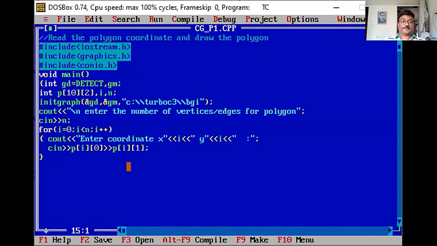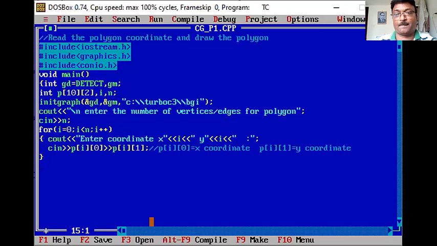Now start here. This is for storing all the points in p of i, 0; I write the comments here also, so that you can easily understand. The comment I can write with two slashes. So p of i, 0 indicates the x coordinate, and p of i, 1 indicates the y coordinate. So you can differentiate the x coordinate and y coordinate by using 0 and 1. Now I have to assign the last point to the first point. Once you read all the coordinates, for the last point to the first point, p of n, 0 is equal to p of 0, 0, and p of n, 1 is equal to p of 0, 1.